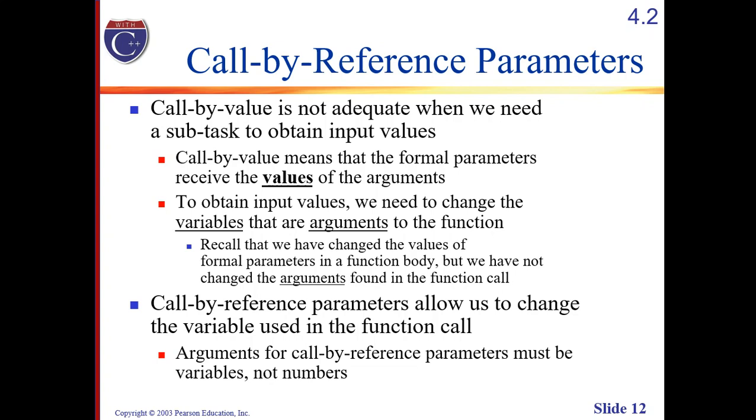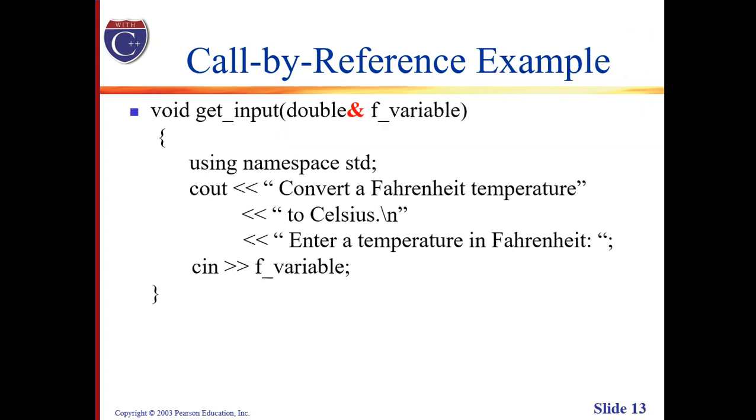Thus, arguments for call by reference parameters must be variables and not numbers. So how does this work? As we go, we will see in a couple of examples. How do we make a call by reference parameter?